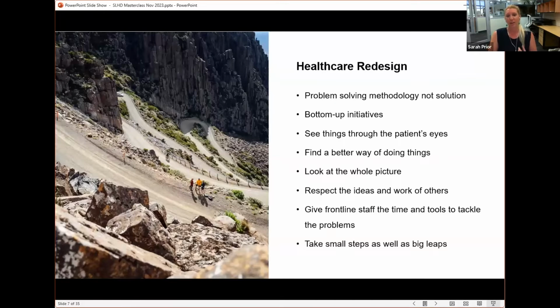So healthcare redesign itself is an approach to health service improvement that focuses on problem solving, so understanding and diagnosing problems, developing evidence-based solutions, and implementing and evaluating those solutions. So we really use bottom-up initiatives, and we try to see things through the patient's eyes to find better ways of doing things. And this allows us to look at the whole picture, and it also allows us to consider and think about the ideas and work of others around us. We also want to give frontline staff the time and tools to tackle the problems that they've identified.